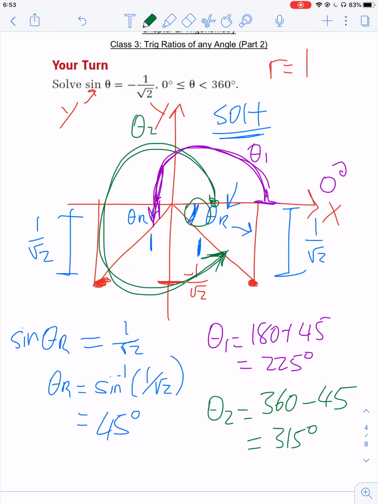And now check, okay? Because I'm claiming that these are my two solutions. So if I take sine of theta 1, does that give me this value? So let's take sine of 225. What do I get? I get minus 0.707, okay? And if you divide 1 by square root of 2, you're going to get the same thing, okay? So now let's do sine of my second angle, which is 315. So sine of 315 also gives me minus 0.707, okay?